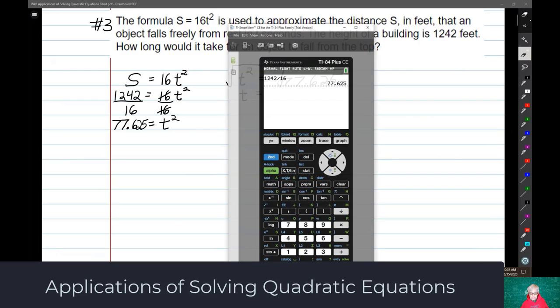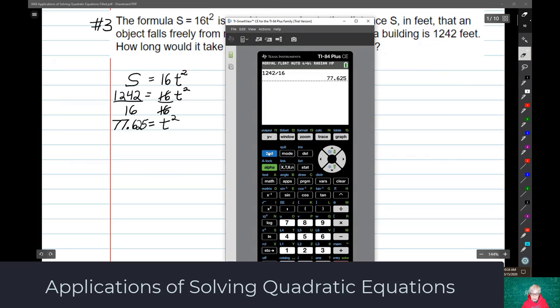Now, I'm going to take the square root of 77.625. Square root of 77.625, enter. Okay, now guess what I did? I forgot to notice how many decimal places they want you to round to, but I think they want you to round to the nearest whole number of seconds. So we're going to do that after I write down 8.81.